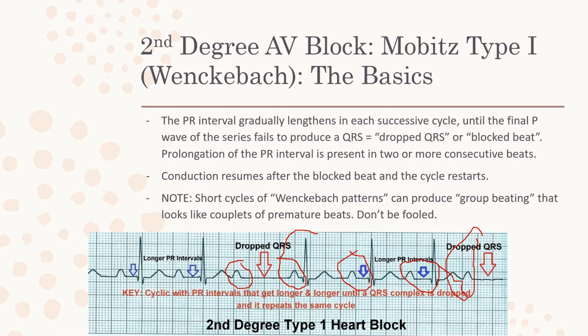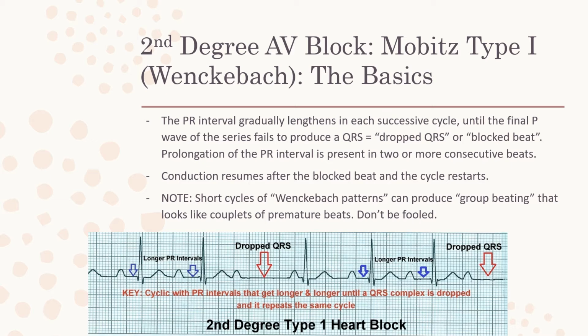So what you have is PRs that continually lengthen and get longer until there's a dropped QRS. Then it sort of gets reset. It goes back to a normal PR. Then the PRs again get longer and longer until there's a dropped QRS, okay? So the pairings or the groupings is a classic picture of Wenckebach.